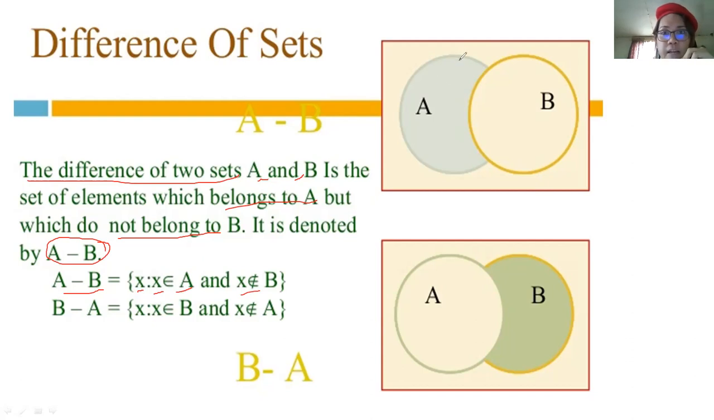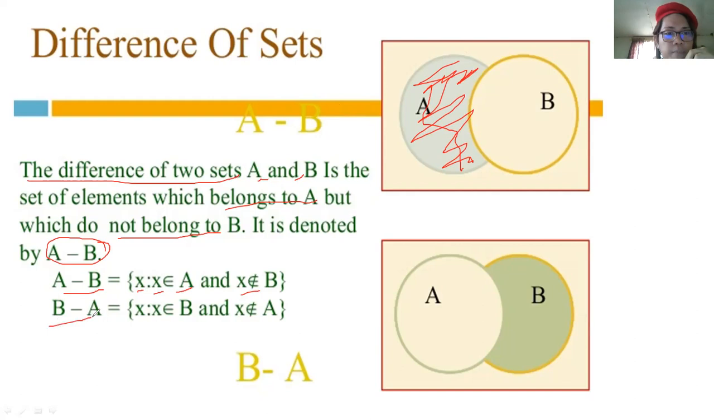So the shaded part represents A minus B. Belongs to A but not in B. So the shaded part here, the color blue, that's the answer when we solve A minus B using the difference of sets.